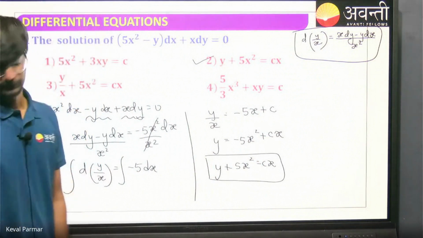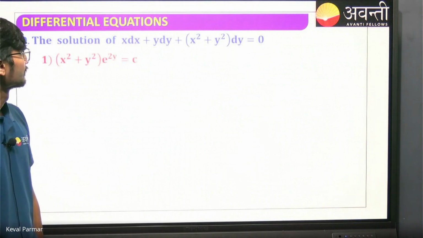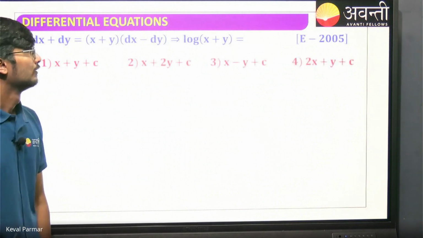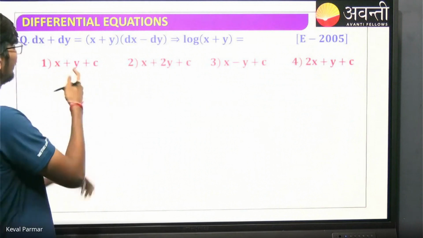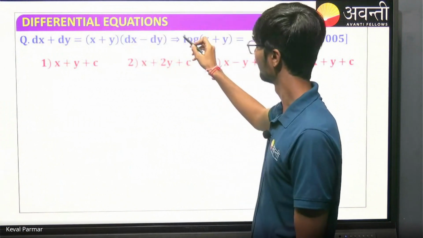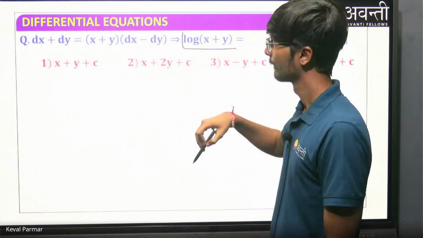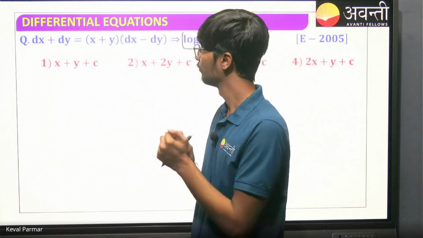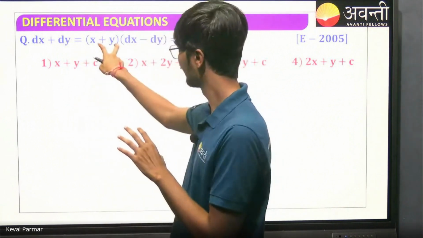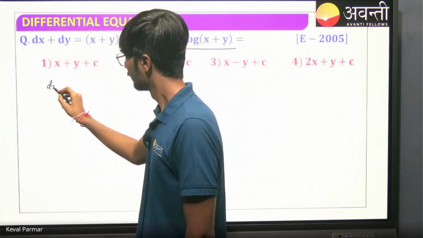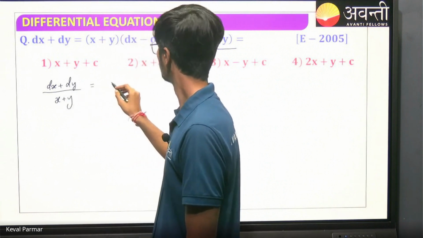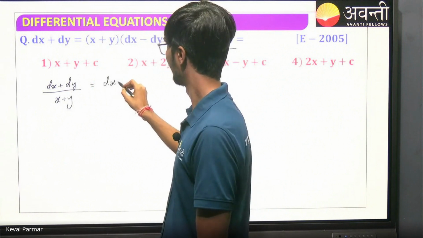Let's see then next interesting question. Yeah, this one. Sure. This is also an interesting question. I have been given the differential equation this, and they are asking the value of log x plus y. So again, let us just group the happy and unhappy terms. Here we can just bring x plus y in denominator. So I'll get dx plus dy upon x plus y is equals to dx minus dy.